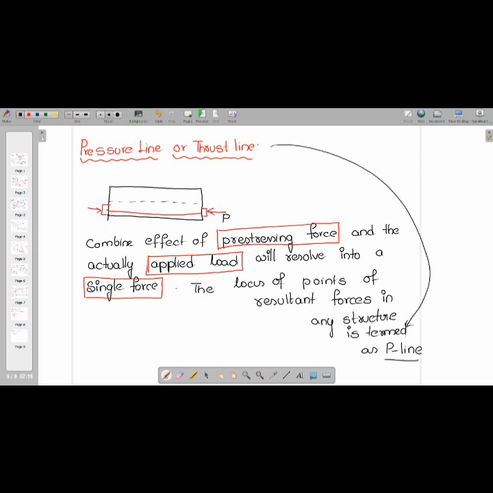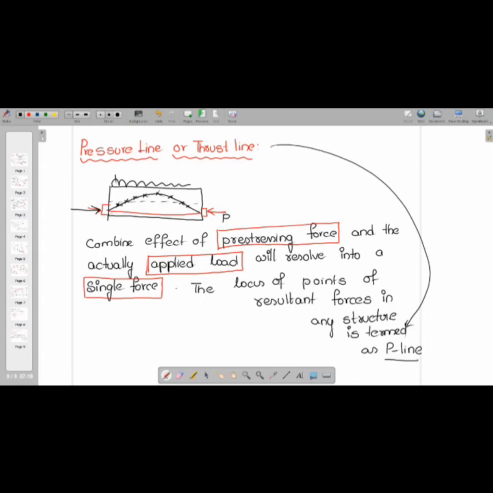Now see students, here there is a pre-stressing force, and if you consider there is an applied load due to dead load or anything, it will be somewhere like this, sir. If you join these resultants, the locus of the resultant forces in a structure will look like a P line or a pressure line.